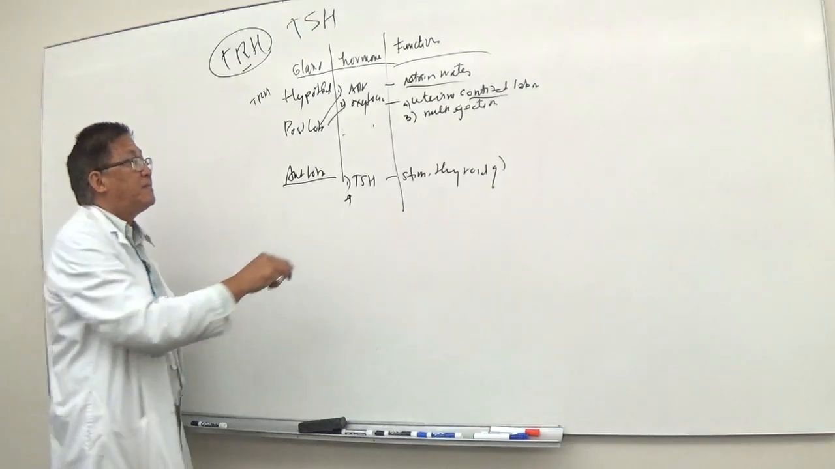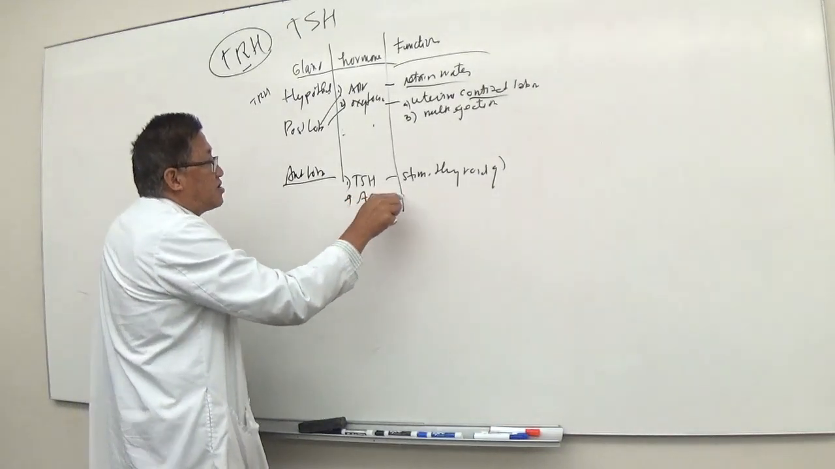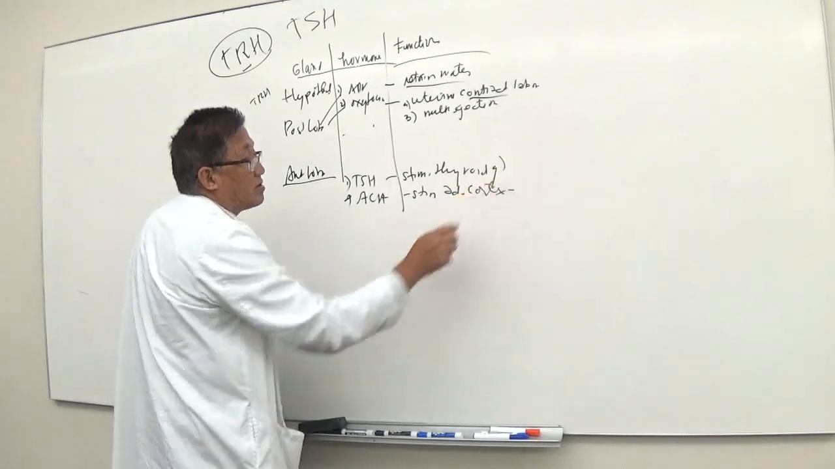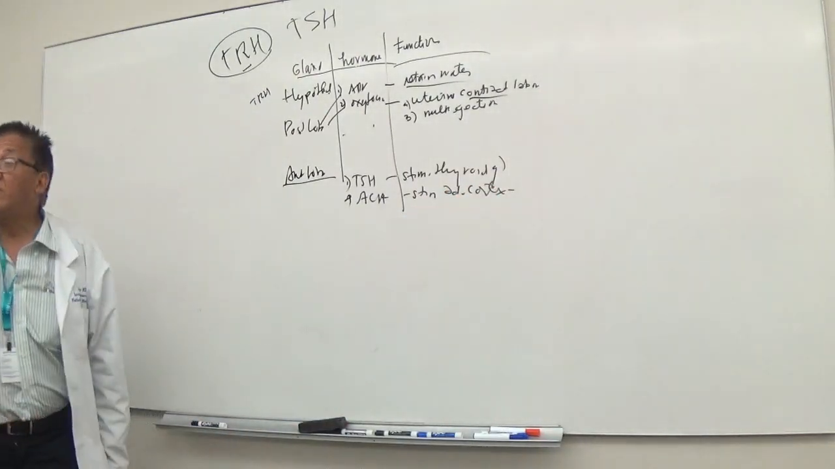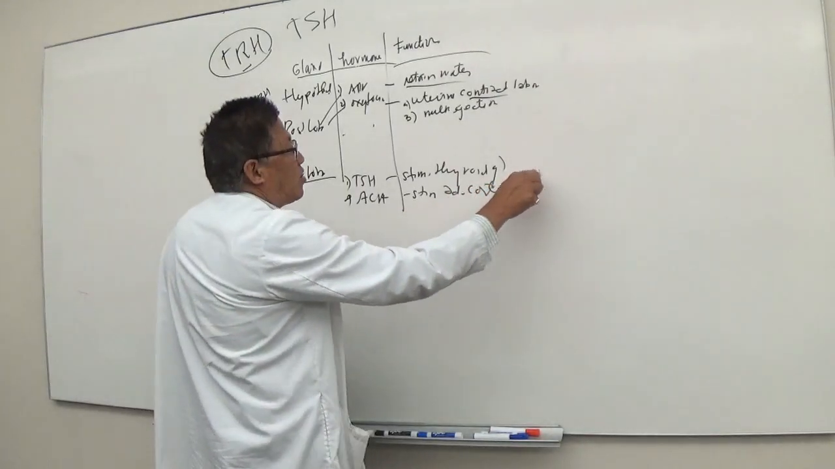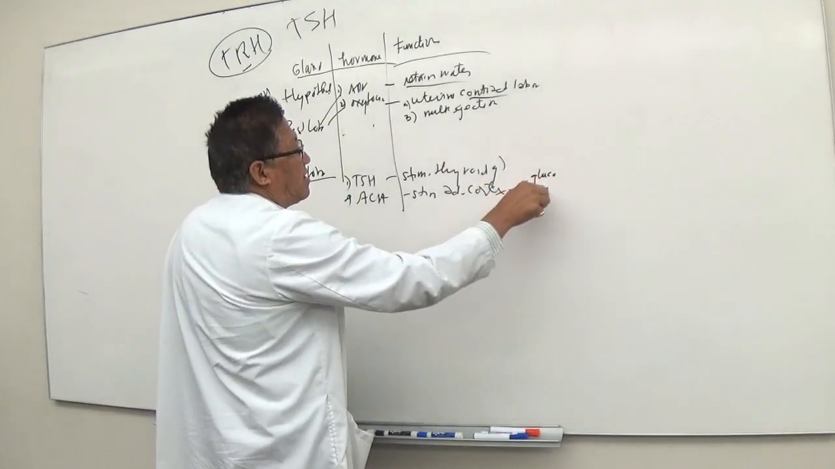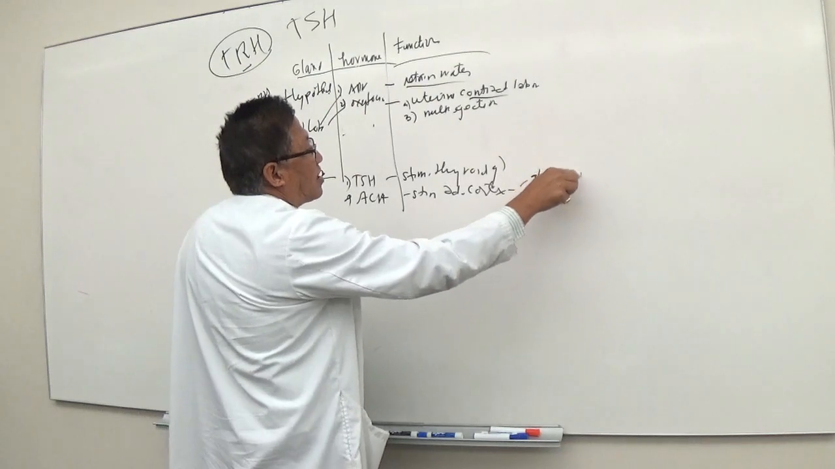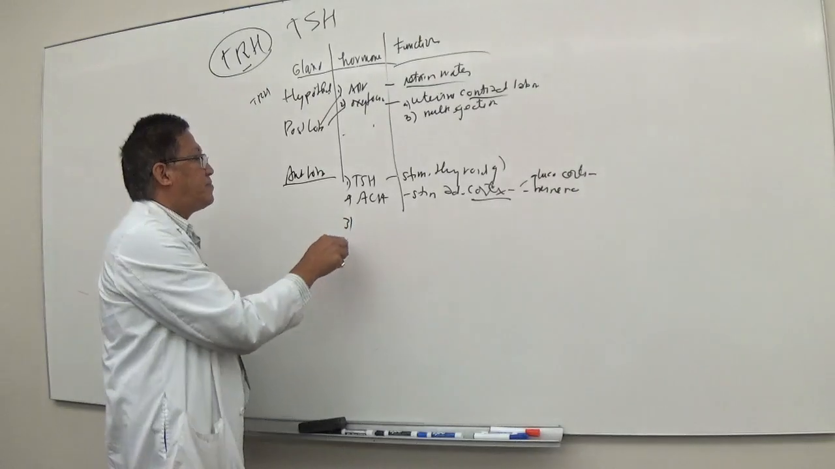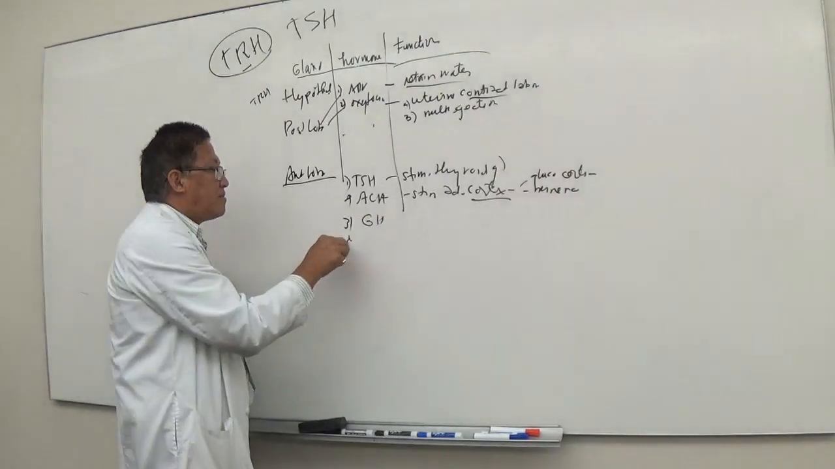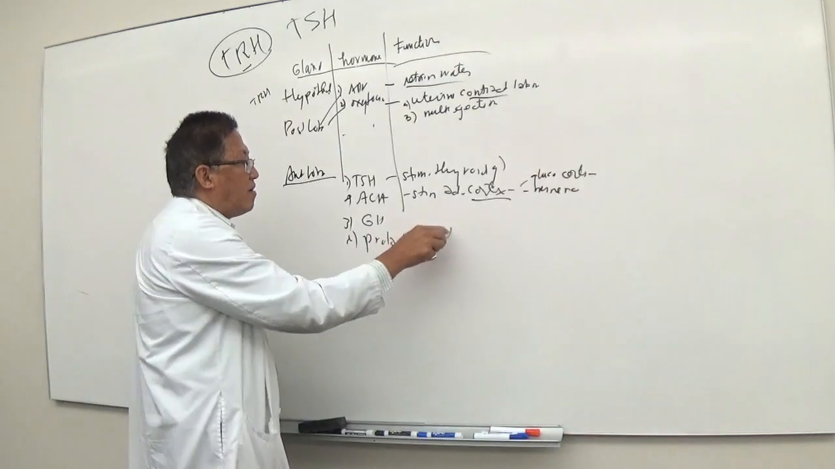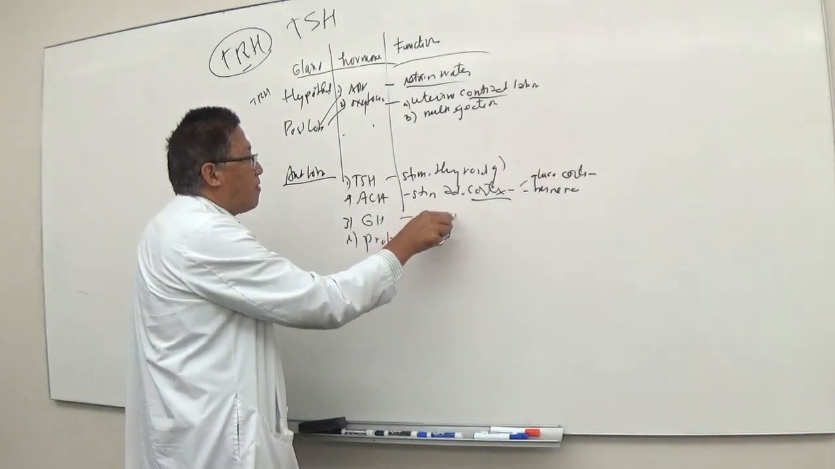What else? ACTH stimulates the adrenal cortex to release two hormones, remember? Mineralocorticoid and glucocorticoid, right? What else? Growth hormone. Prolactin, for milk production. Growth hormone for growth.